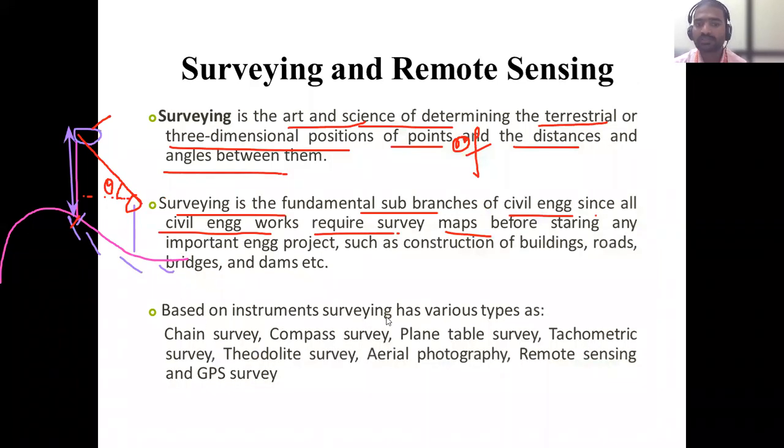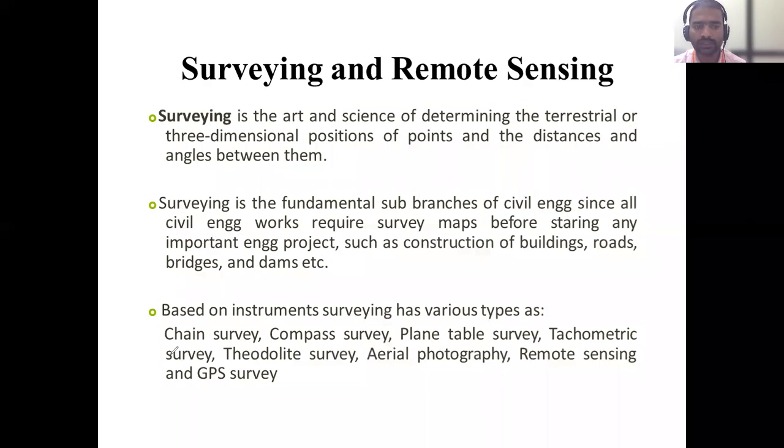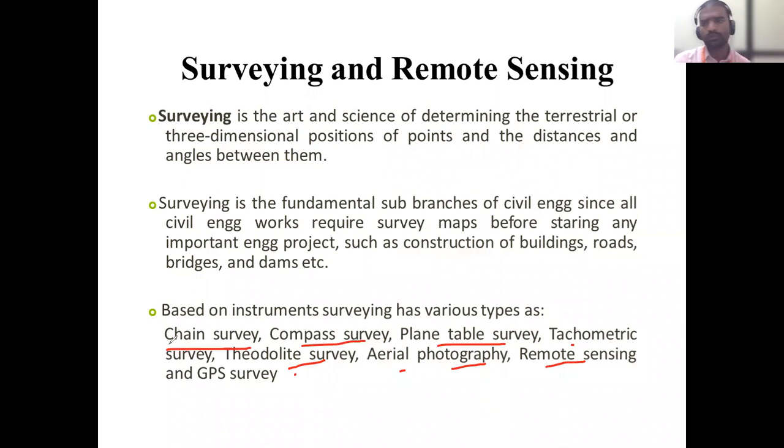Based on the instrument, surveying has various types. So again, surveying में बहुत आते हैं. Okay, depending on the instruments, there are different types. So chain surveying है, compass surveying है, plane table surveying है, tachometric है, theodolite है, aerial है, photogrammetric है, remote sensing and GPS survey है. So what are these? So chain surveying. आपका जो खेत है, खेत में आपका जो प्लॉट है ना, खेत का बॉर्डर कैसे मेजरमेंट करते हैं? विद हेल्प ऑफ टेप से कैलकुलेट करते हैं, विद हेल्प ऑफ चेन से मेजरमेंट करते हैं.